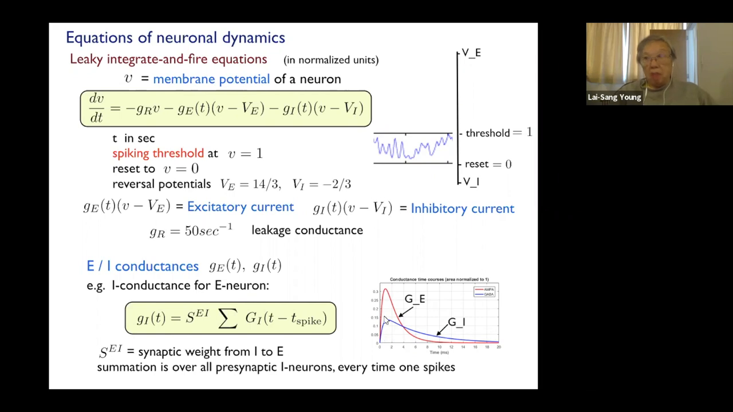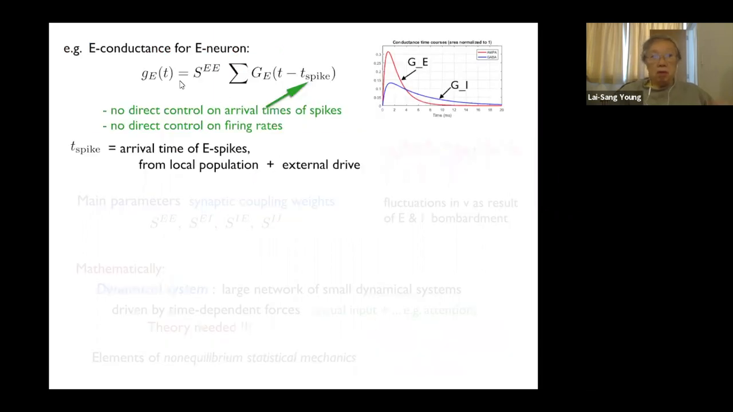But then it will get other spikes and they will pile up on top of each other. Every time it gets one, it just adds one, and then there's a coupling constant. But it only lasts several milliseconds, maybe 10 milliseconds for I, okay? And if I look at the E conductance, it's even shorter. It only lasts like 3 or 4 milliseconds, okay?